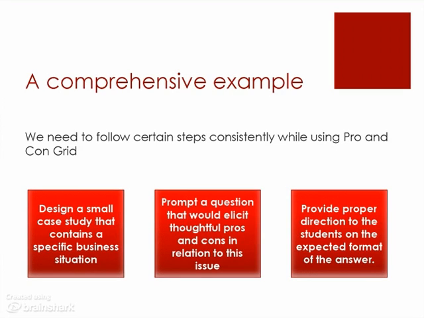Now let me give you a comprehensive example here. What we need to do in order to implement our Pro and Con Grid in a class is to follow certain processes. Number one, design a small case study that contains a specific business situation, and then prompt a very thought-provoking question, and then also provide a proper direction to the students on the expected format of the answer.